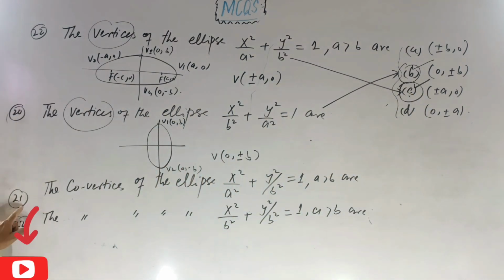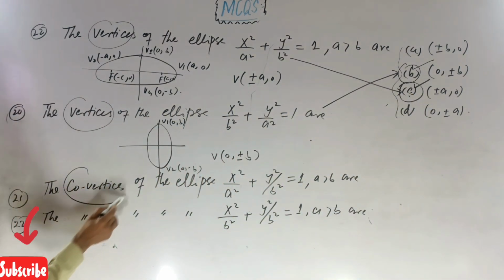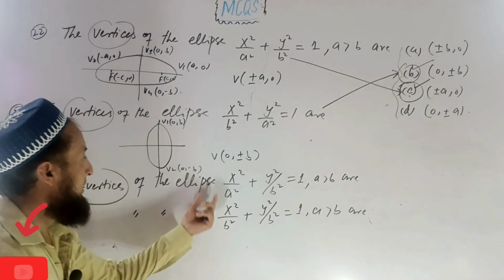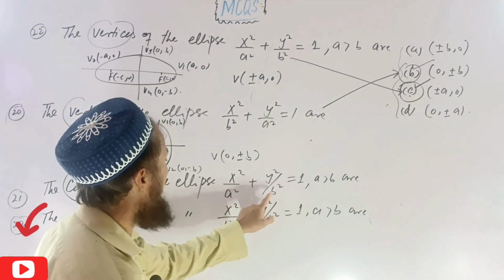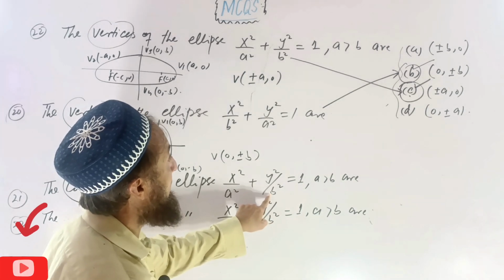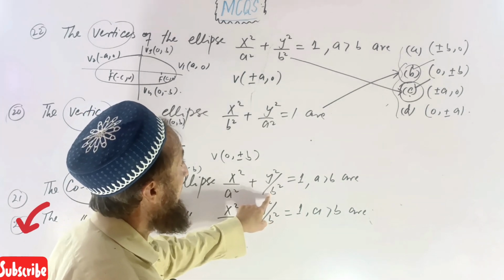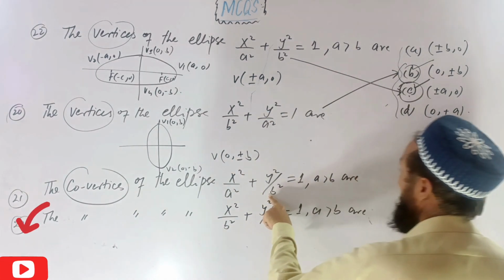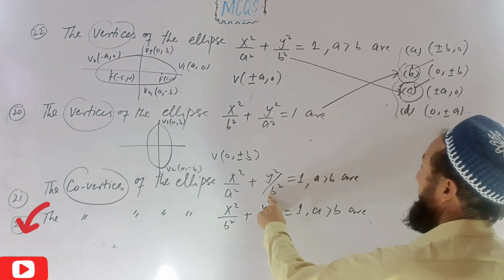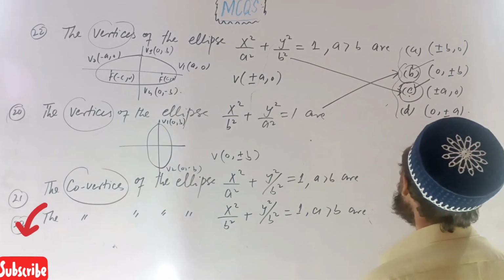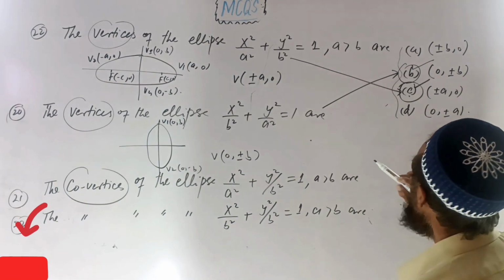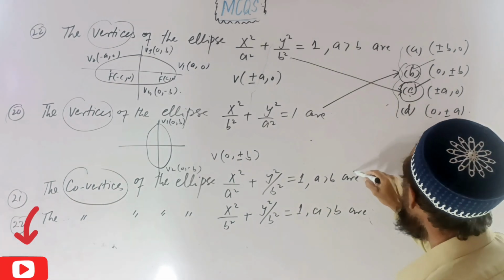Question number 21, the co-vertices, minor axis of the ellipse, where A is greater than B. The co-vertices, here A is greater than B, so the co-vertices will be equal to that one. So D is the correct option here.